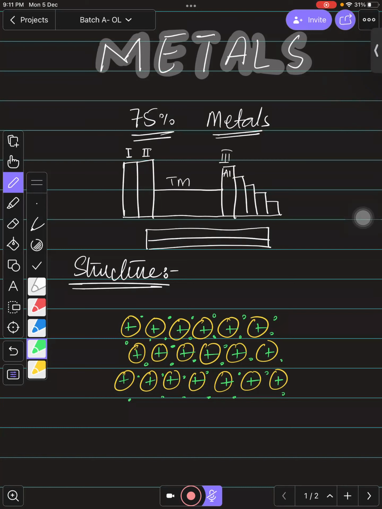Then you need to see that आपके पास जो delocalized electrons होते हैं वो किसी और metal के nucleus से attract होते हैं. Right? तो ये delocalized electron किसी और atom का होगा और ये किसी और atom के nucleus से attract हो जाएगा. This is what metallic bonding means.